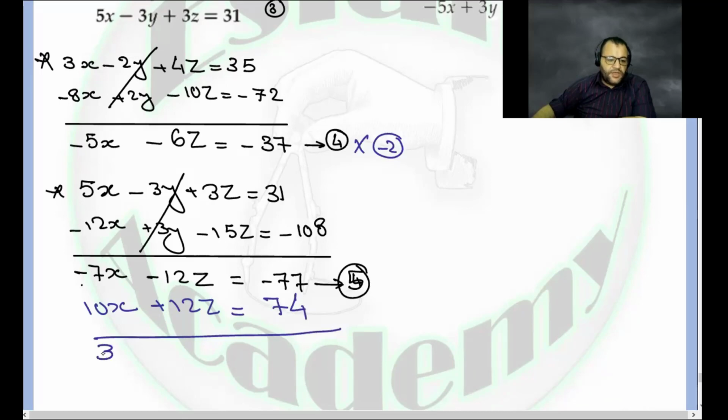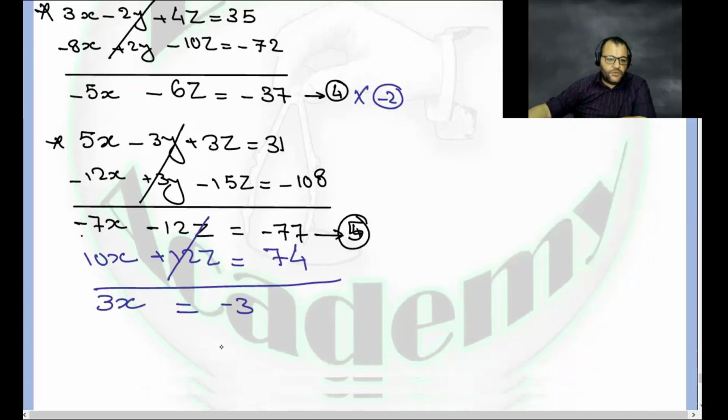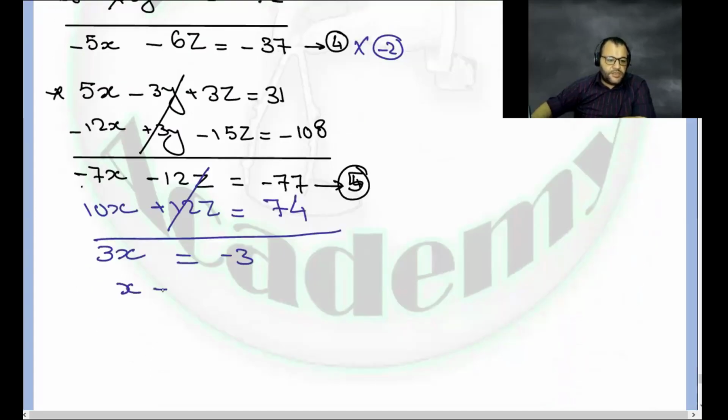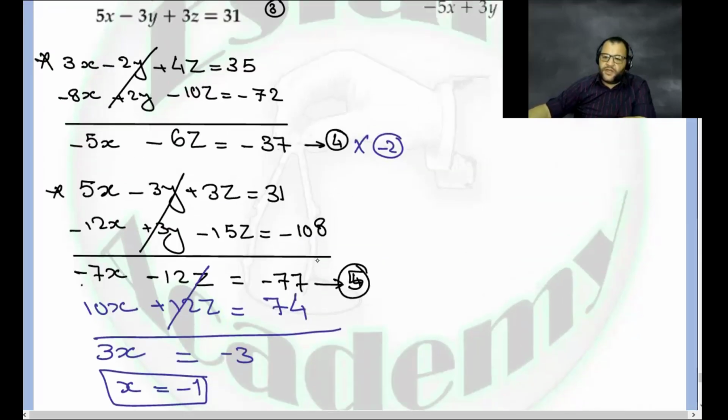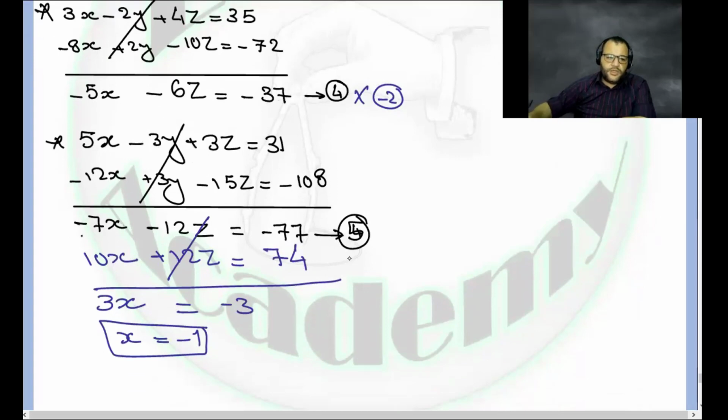So the first one will be 3x equals negative 3. So from that we can say x equals negative 1. At equation number 4 or number 5, you will find the same answer. At any one. Number 4.